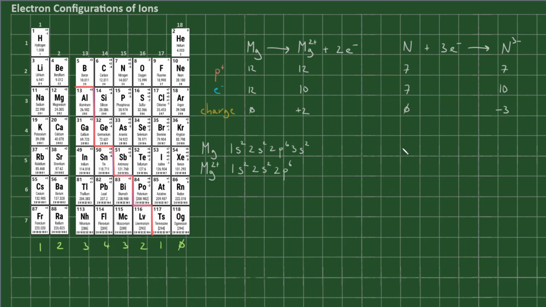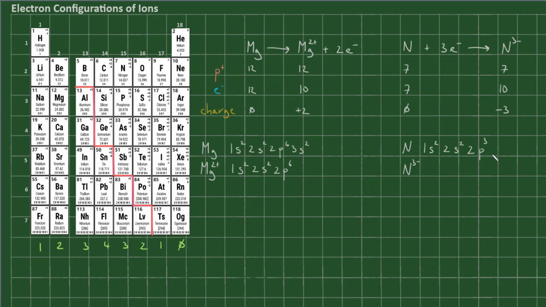Let's do the same for nitrogen and the nitrogen anion. Nitrogen is a p-block element, which means its outermost orbital will be a p orbital. Furthermore, nitrogen is in period 2, so that outermost p orbital will be a 2p orbital. Okay, nitrogen has 7 electrons that I need to accommodate. So I start with 1s2, 2s2, and then 2p3. That takes care of 7 electrons.